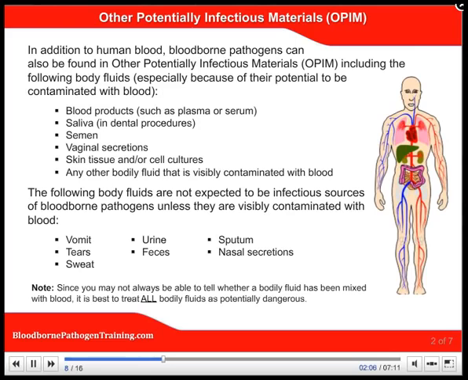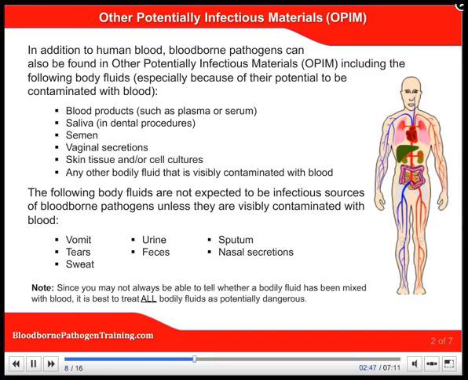Other potentially infectious materials. In addition to human blood, bloodborne pathogens can also be found in other potentially infectious materials, including the following body fluids, especially because of their potential to be contaminated with blood: blood products, such as plasma or serum, saliva in dental procedures, semen, vaginal secretions, skin tissue and/or cell cultures, any other bodily fluid that is visibly contaminated with blood.